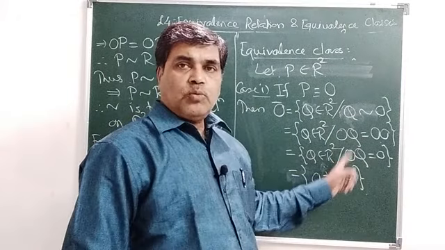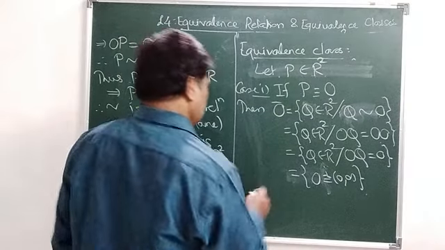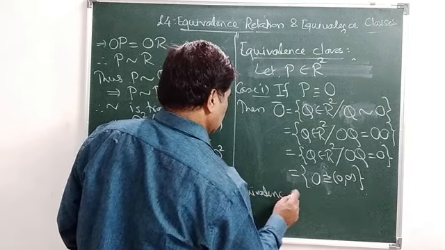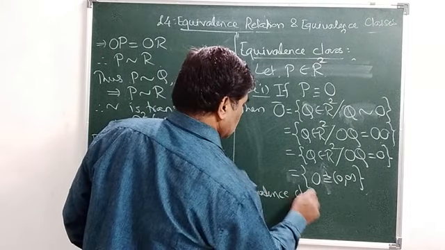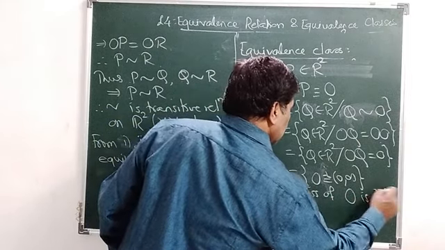Distance of origin from origin is 0. Okay, so the equivalence class of the origin, equivalence class of O, is the singleton {0}.